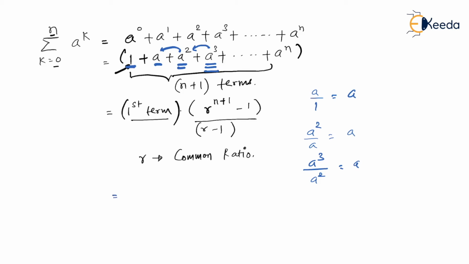So let us substitute. So summation k equal to 0 to n, a to the power k can be written as the first term. So the value of the first term in our GP series is 1.